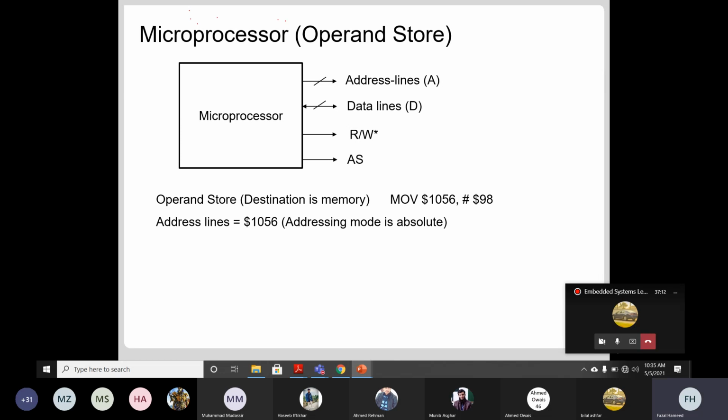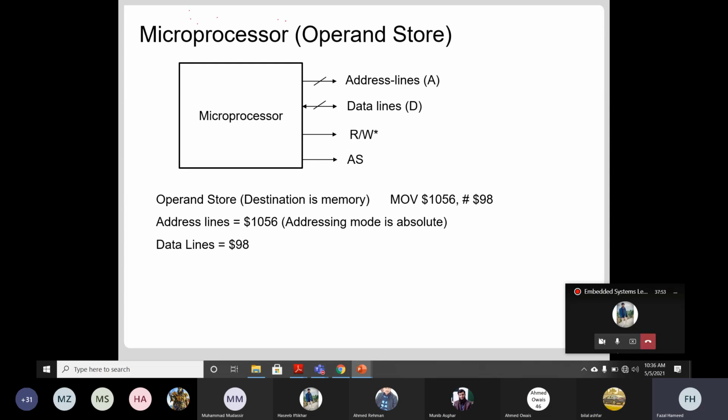So which value should go on the address lines? $1056, because we are using an absolute addressing mode, and in absolute addressing mode the operand lies in memory whose address is part of the instruction. Which address is part of the instruction? $1056. So $1056 is actually the address, not the data. And what is the data? $98 is the data.